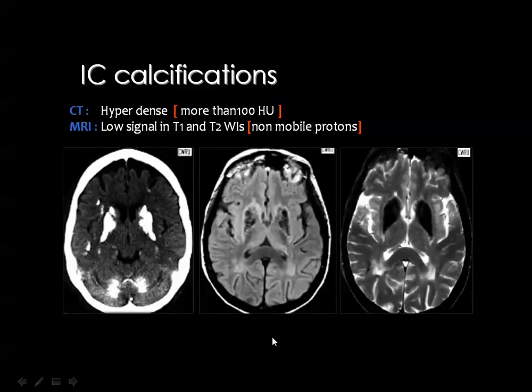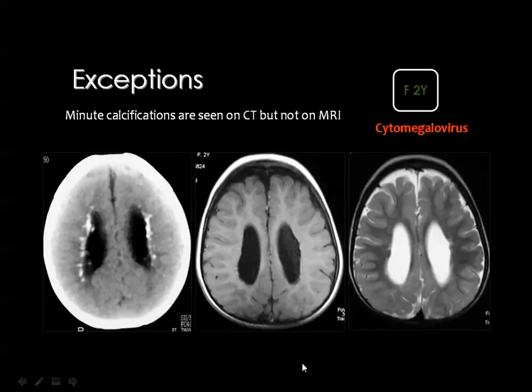As you all know, calcium will appear hyperdense in the CT scan, and if you measure the attenuation value of calcium, it will read more than 100 Hounsfield units in most of the cases. While MRI commonly shows calcium as low signal in the T1 and dark signal in the T2, if this calcium is large enough to produce these changes in MR images.